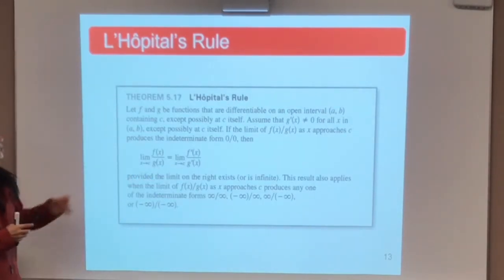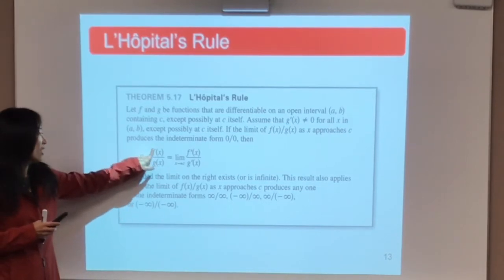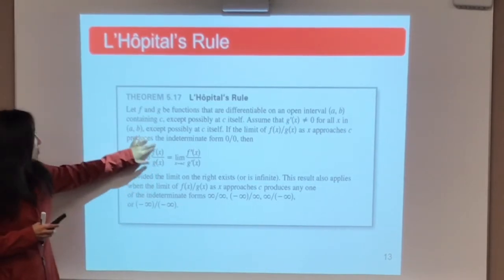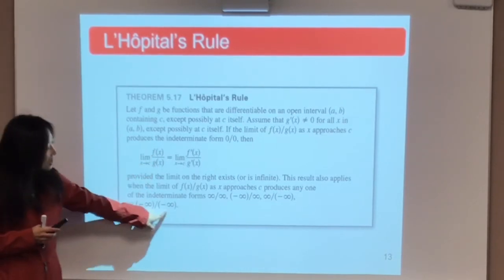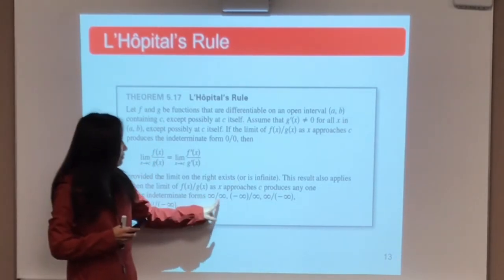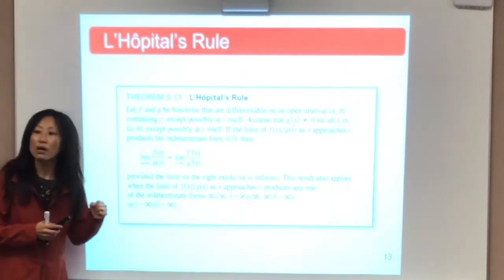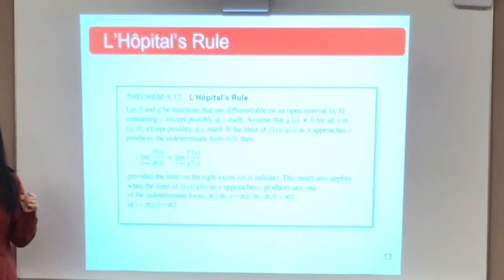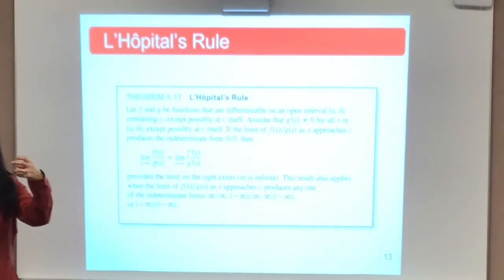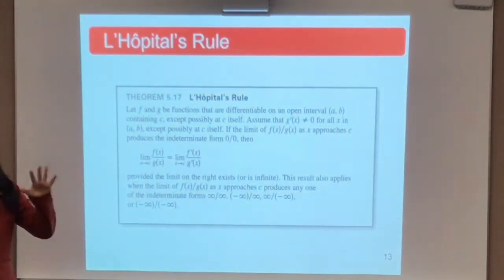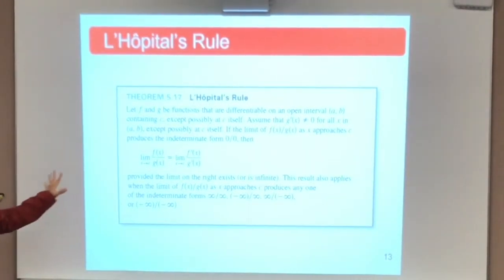So they're telling you, when you plug in x equal to this number into f of x and g of x, if you get 0 over 0, infinity over infinity, negative infinity over negative infinity, or positive infinity over negative infinity, in all these situations you can use L'Hopital's rule. Are you with me, class? So whenever you have 0 over 0 or infinity over infinity, you say, okay, I'm not going to do the algebra manipulation. I'm going to use L'Hopital's rule.